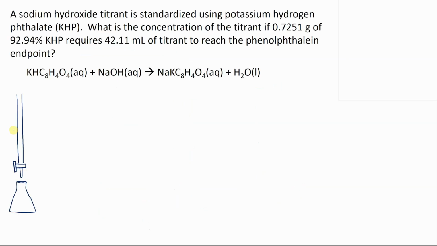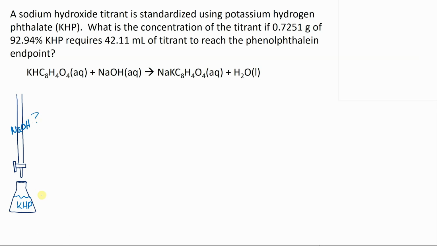So again, we have our sodium hydroxide, our base, in the burette. And in this case, we have the KHP, the potassium hydrogen phthalate, as a standard in that Erlenmeyer flask. And so the problem is sodium hydroxide titrant, that's the stuff in the burette, is standardized using potassium hydrogen phthalate. So standardized is that process of measuring the concentrations with one of these titrations. So what is the concentration of titrant?